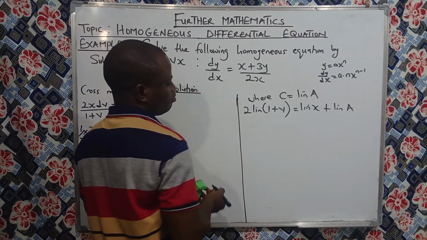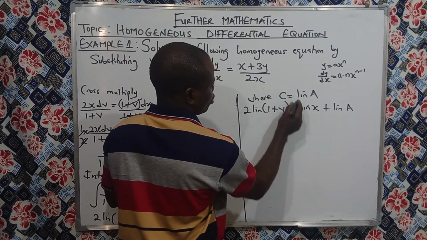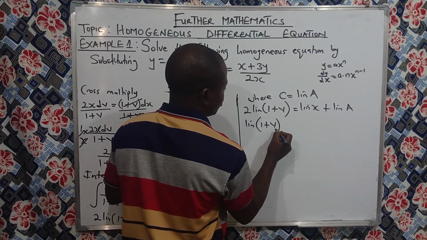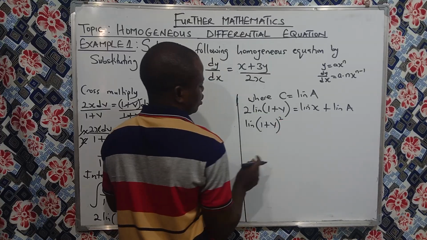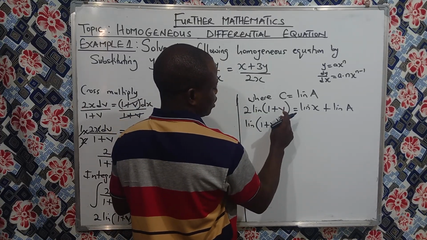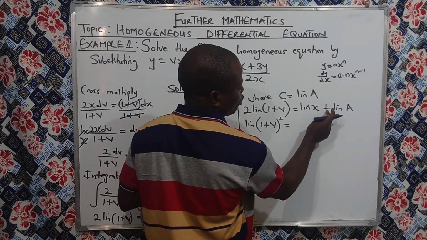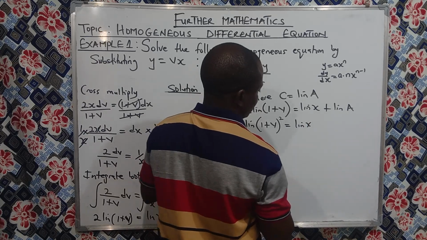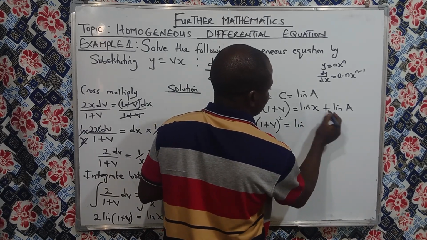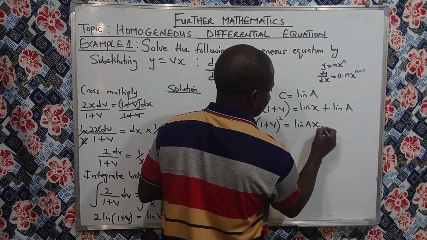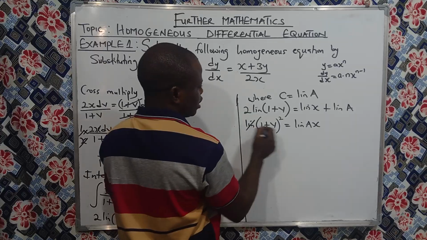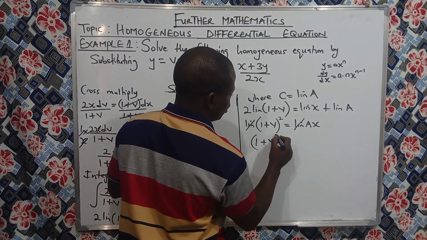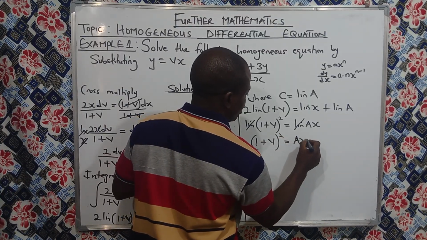Now the 2 comes to the front as the power: ln 1 plus v squared equals, under addition, multiplication, ln ax. Now this ln cancels this ln, and you are left with 1 plus v squared equals ax.